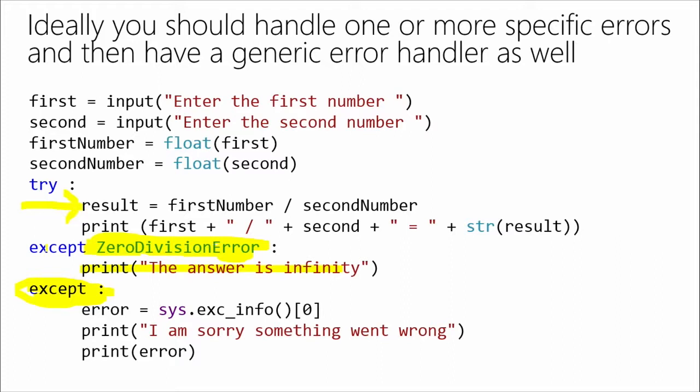Jump to the except. Is it a 0 division error? No. Is it something else? Yes. And it will go in order. It'll check: is it this error? Okay, then I'm going to do this. Is it this error? No, I'll do this. Is it this error? No, I'll do this. And then you have, if it's anything else, here's what I want you to do.